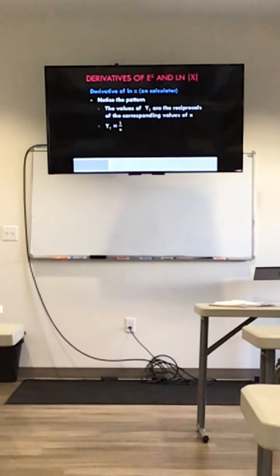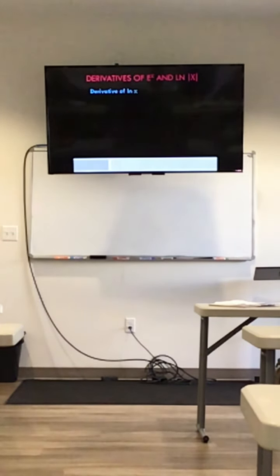Again, how does that help me? Because the y1 function was the derivative function. So what have we already seen about the derivative of our natural logarithm? The derivative of ln x equals 1 over x. Okay, so how does that help me?